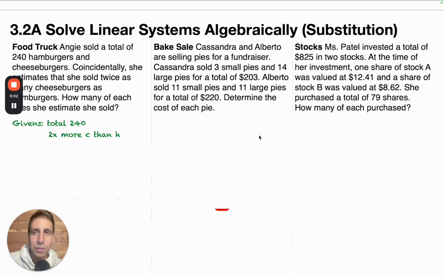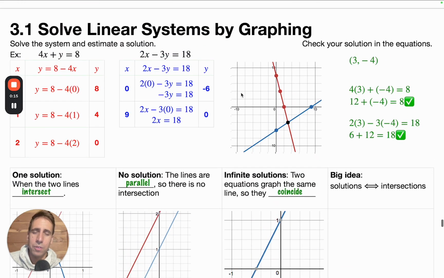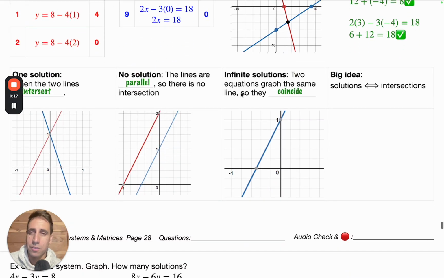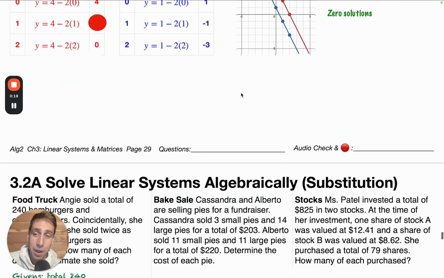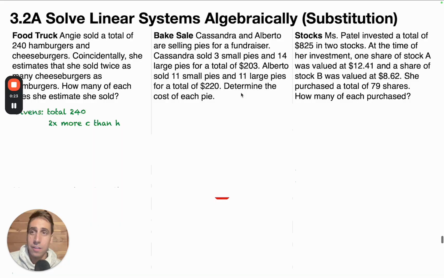Welcome to section 3.2a, solves linear systems algebraically using substitution. We're going to do the exact same thing. We're going to accomplish the same goal as we did last section. Last section, you remember, there were two systems, a system of two equations and two unknowns, x and y. We had to find the pair of values, like x and y, that solve both of them at the same time. Well, we're going to do the same thing here.